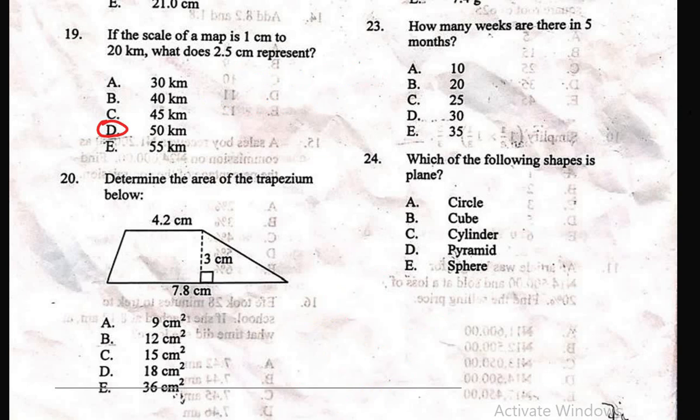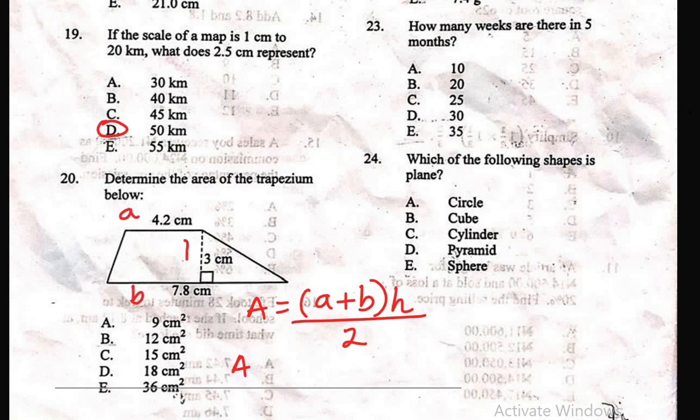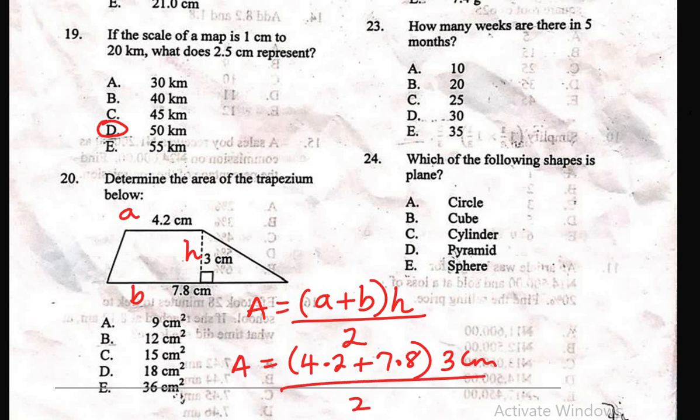Question number 20 says, determine the area of the trapezium below. Formula for calculating area of a trapezium is A equal to bracket A plus B close bracket H divided by 2. So area, the top one is the A, the down one is the B, and 3 is the height. This is the height. A is 4.2 cm plus the down part 7.8 close bracket H is 3 centimeters divided by 2.